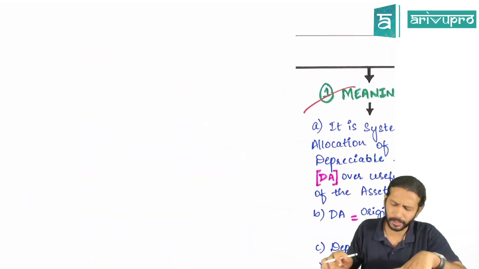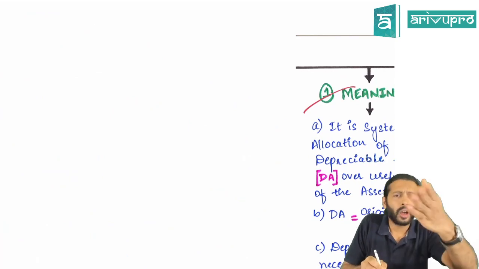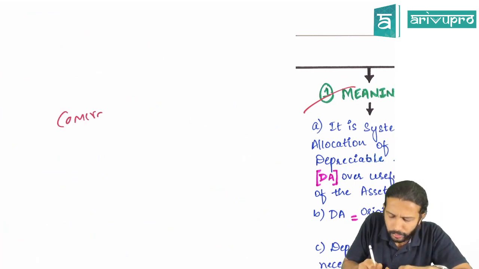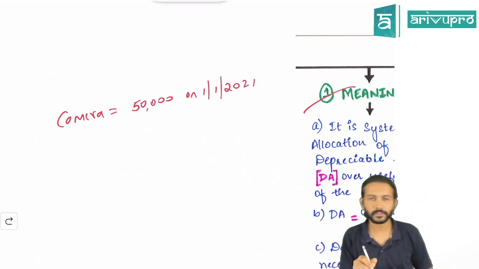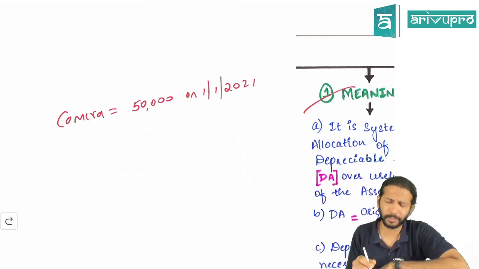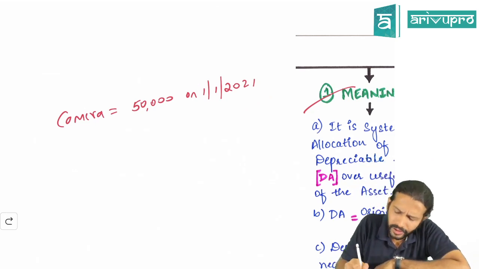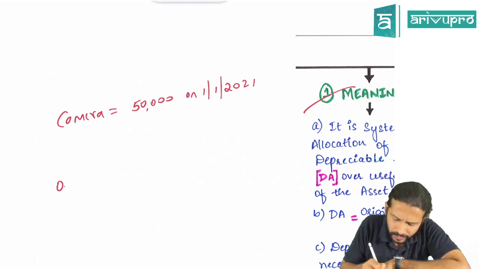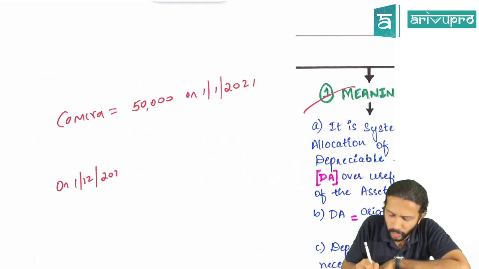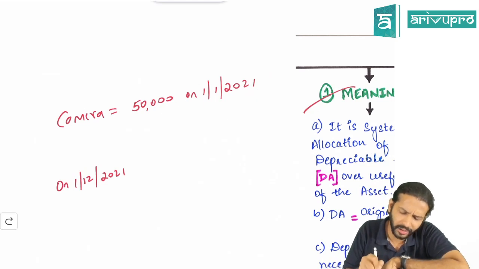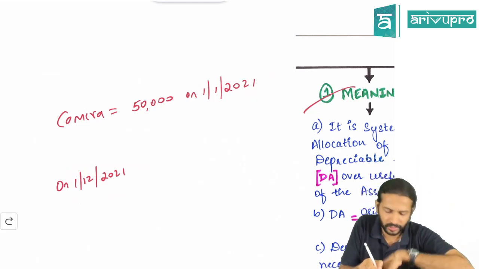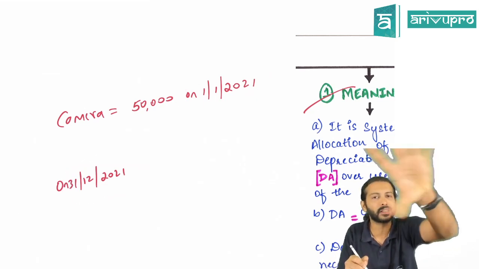Let's take a small example maybe. Sir, I purchased this camera for my online classes, let's say by paying 50,000 rupees. I purchased it on 1st January 2021. I started using this camera for my classes. One year over. Let's say we're following calendar year as accounting year, so 1st January it began and 31st December the year is ending.